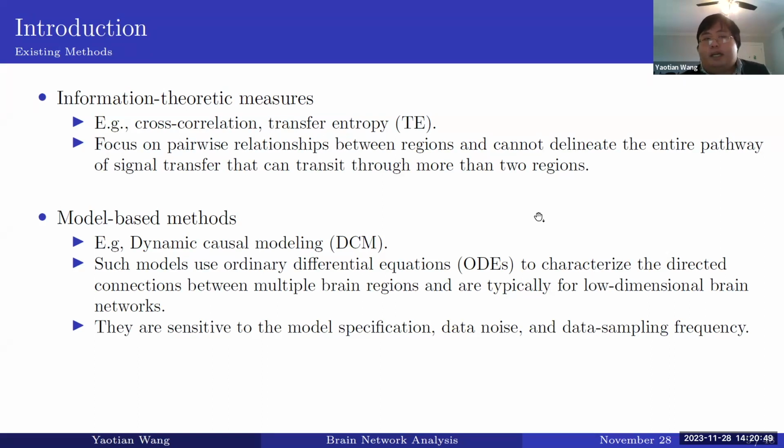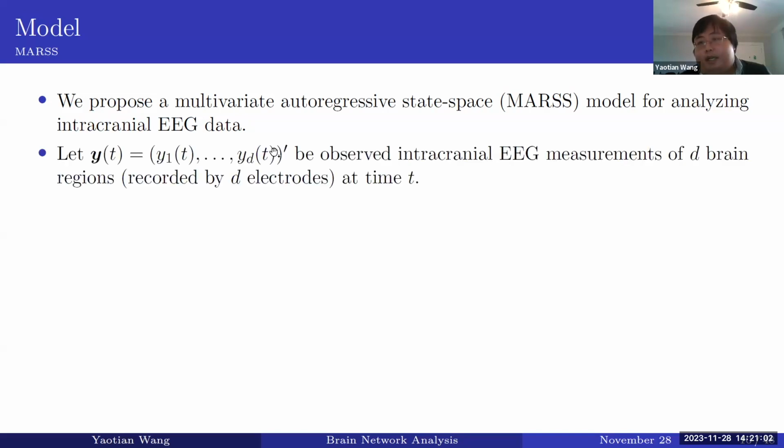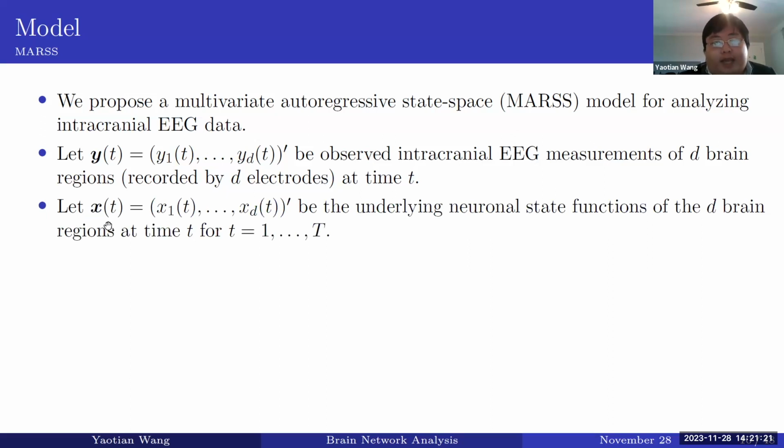To address the limitations of existing methods for the directed connectivity, we propose a multivariate autoregressive state space model for analyzing intracranial EEG data. Let me first explain the notations. We let a d-dimensional vector yt be observed intracranial EEG measurements of d brain regions at time t. Each brain region corresponds to one intracranial EEG electrode. And similarly, we let xt be the underlying neuronal state functions of the d brain regions at time t.